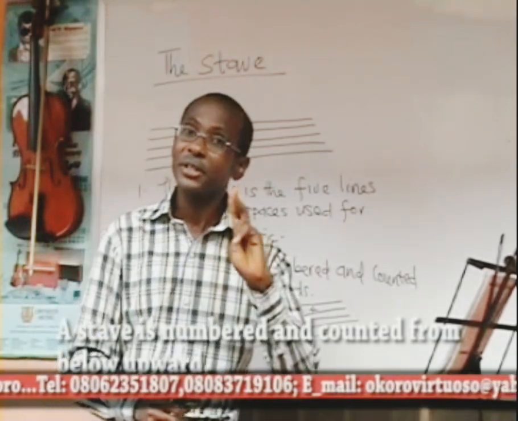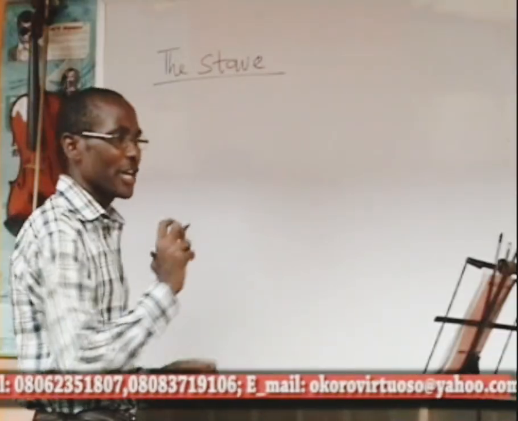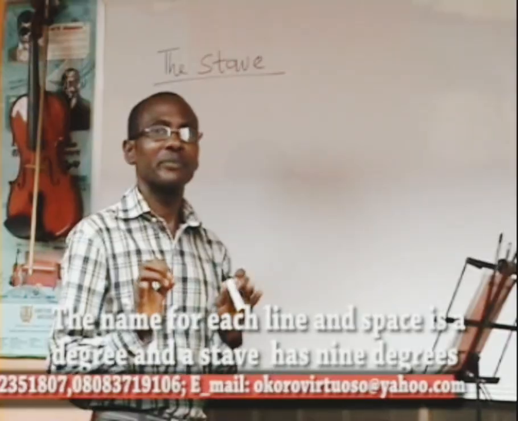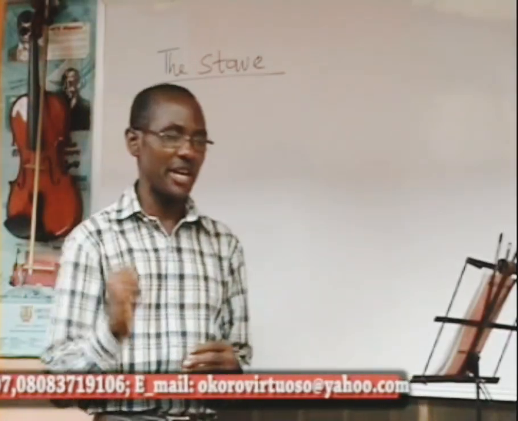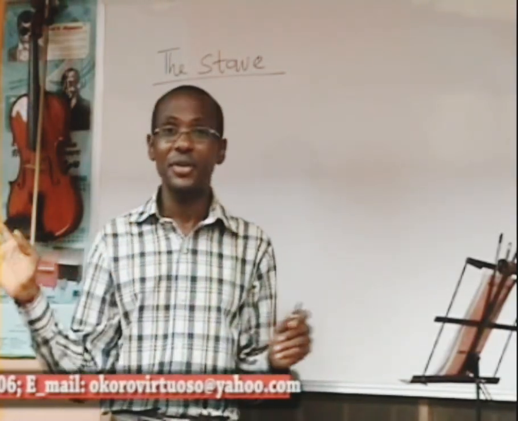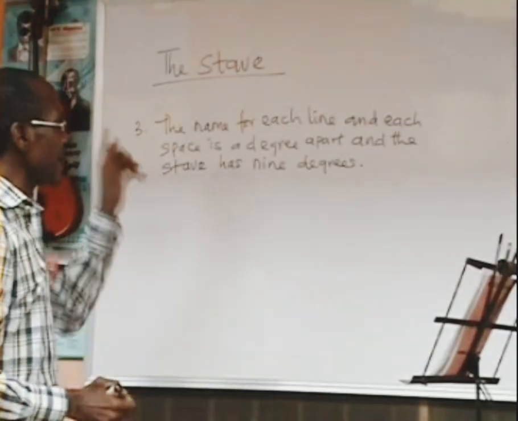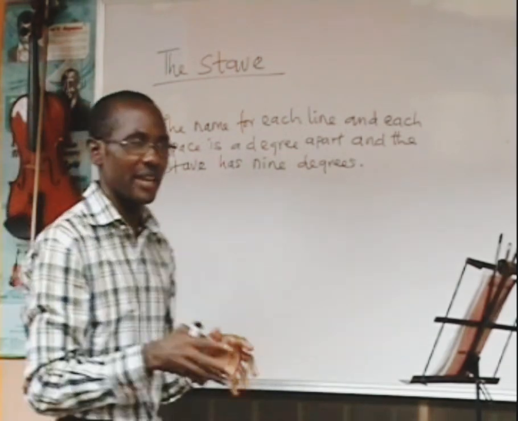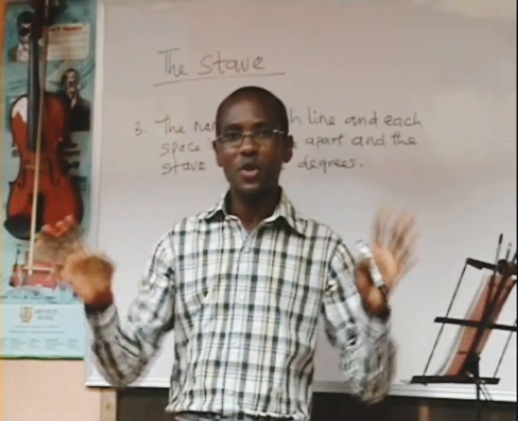That's the second information. Number 3. The number 3 thing you need to learn is that the name for each line and each space is a degree apart from the other. The stave has 9 degrees. That's the third information that I want to give you. The name for each line of the stave and each space of the stave is 1 degree apart from the other. It depends on where you're starting from.